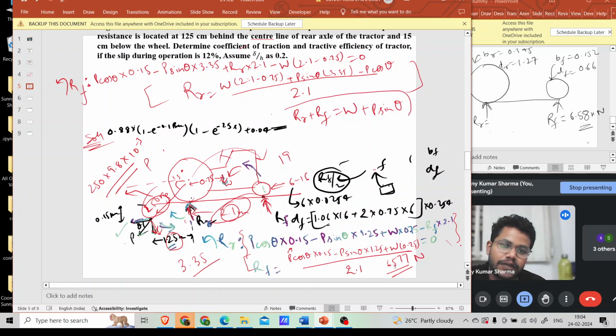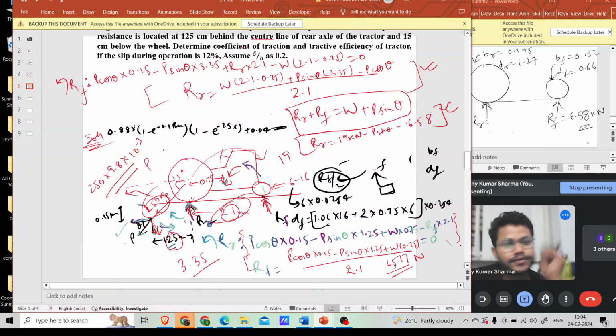If you don't want to do that moment analysis, you directly get RR from here. So RR will be W, that is 90 kilonewton, minus P sin theta, minus RF, which is 6.58. You do either this or this, you will get the same value. Did you get it? This is a very useful concept for calculating RR and RF. You can also cross check that.